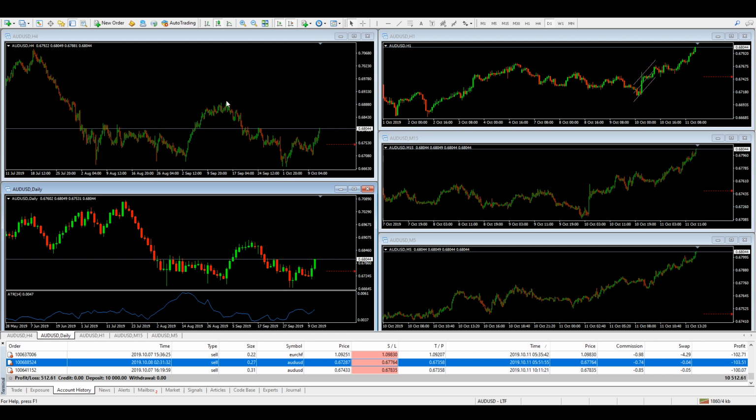You can see again 4 hourly here, break of price structure. It's broken resistance. Come on, this was quite a key level here.